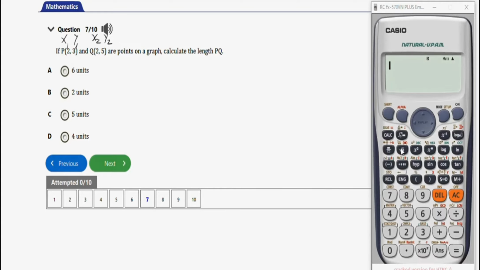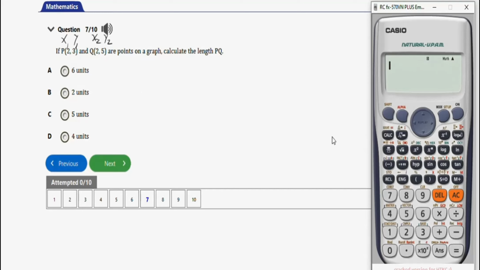So it will be square root of, in bracket, x2, that's 2 minus 2, the bracket squared, plus, okay, then we have in bracket y2, which is 5 minus 3. So that's it guys, squared. Let's press equal to now to get the output. So we have it to be 2. The right option is option B, 2 units. Okay, so that's it for this question.